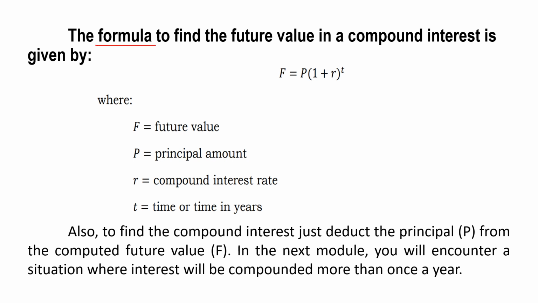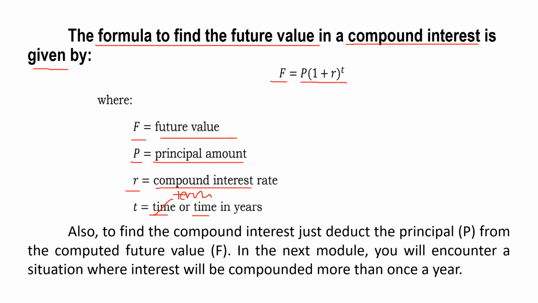So here is the formula to find the future value in a compound interest: F, or your future value, is equal to P multiplied by (1 plus R) raised to T, which is your time or term in this case. So it should be term or time. It's a typographical error, so it should be term or time in years. So F is your future value, P is your principal amount, R is the compound interest rate, and T is the term or time in years.